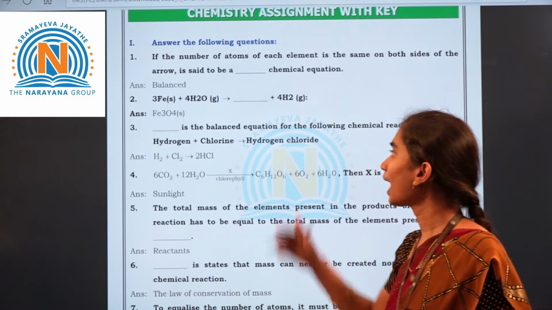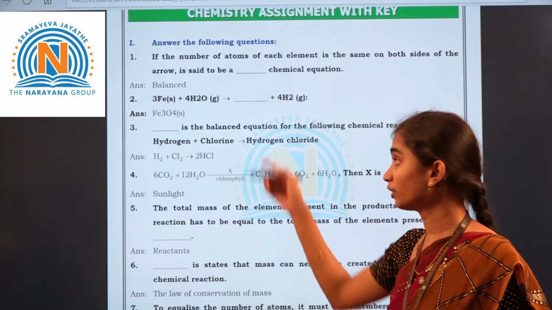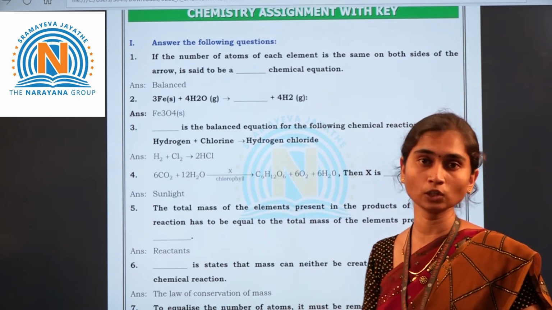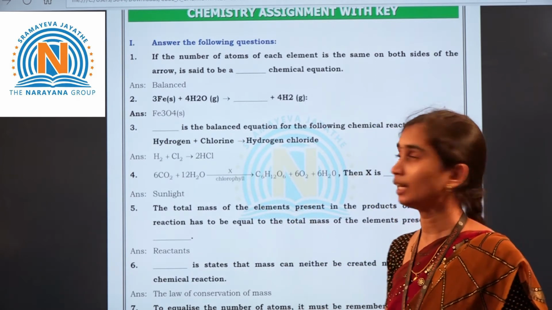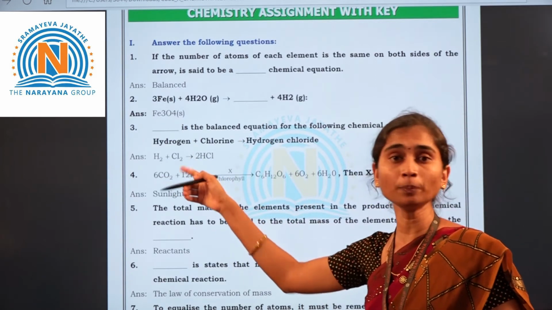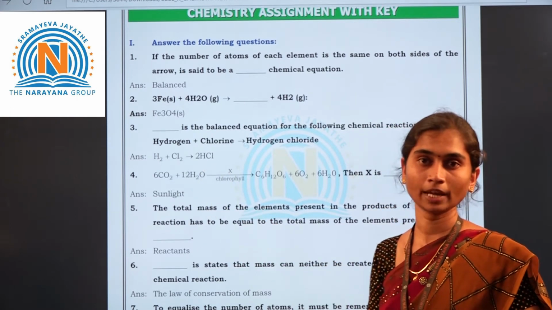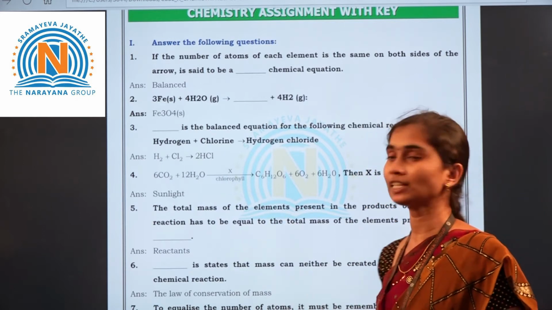Dash is the balanced equation for the following chemical reaction. So they have given a word equation here: hydrogen plus chlorine gives hydrogen chloride. So how can we write the balanced chemical equation? We must write H2 plus Cl2 gives 2HCl. Let us go for the next question.